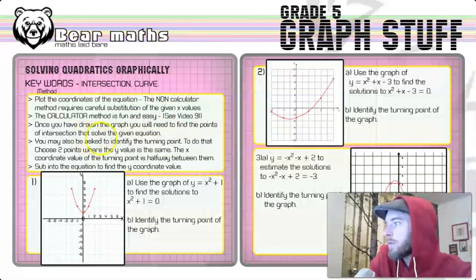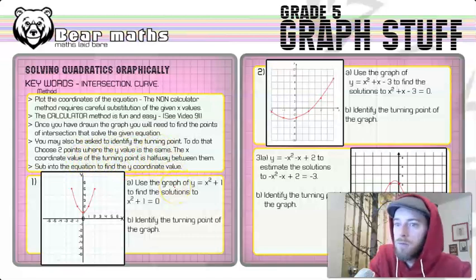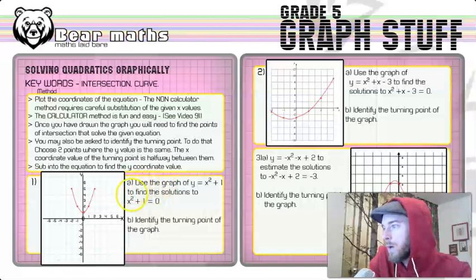You may be asked to identify the turning point of the graph. To do that, choose 2 points where the y value is the same. The x-coordinate value of the turning point is halfway between them. Sub that into the equation to find the y-coordinate value. It seems like an awful lot of information there in that method, but I'll try my best to go through that for you in each of the questions.